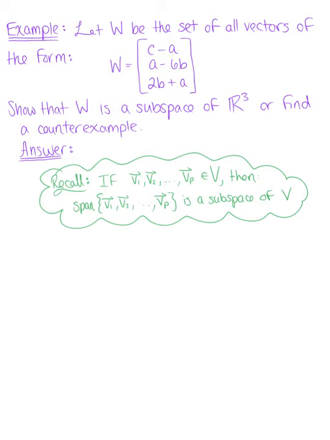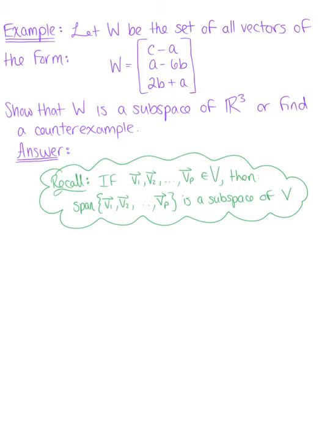Let W be the set of all vectors of the form W defined by the 3 by 2 matrix C minus A minus 6B, and 2B plus A. And so we want to show that W is a subspace of R3, or find a counterexample.